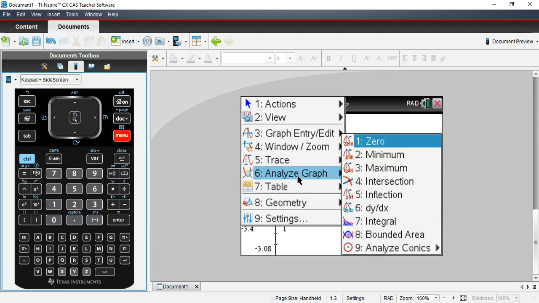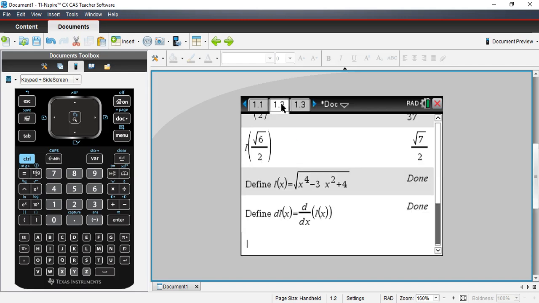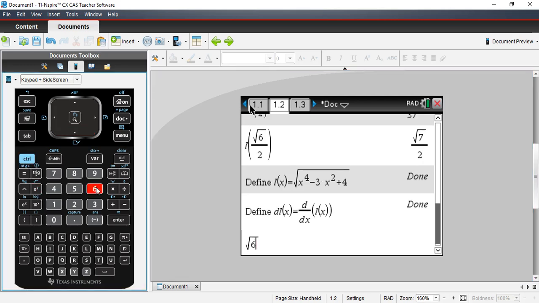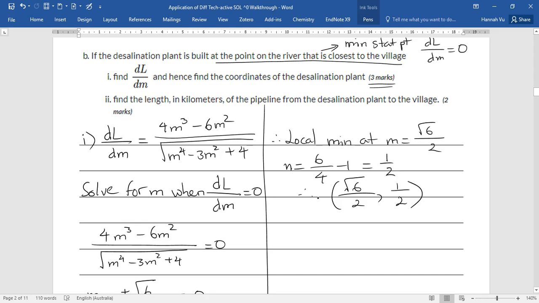I think if I just analyze graph minimum, let's go from here to here. So the minimum occurs at that. Okay, so 1.22, square root of 6 over 2. Let's try square root of 6 divided by 2. Yep, looks good. All right, so definitely the smallest point. All right, so that's part I.